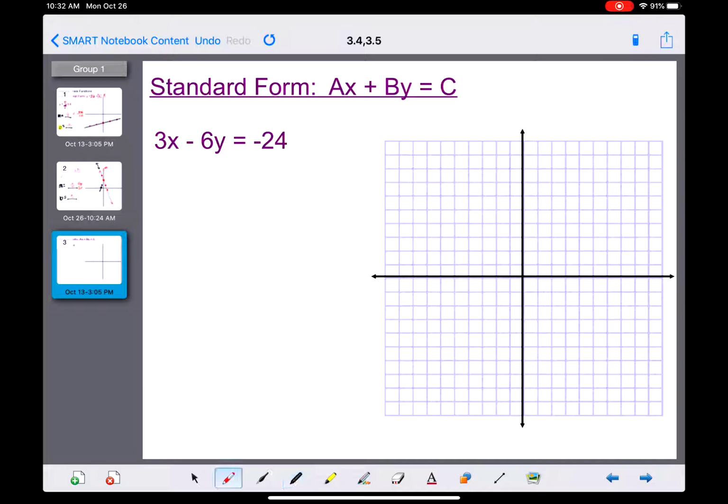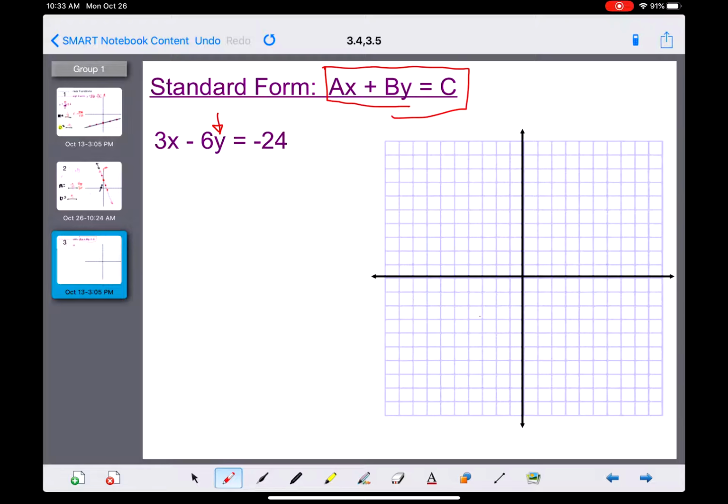This is kind of preparing us for the end of this week, when we're starting off in standard form. Standard form is when your x and y are on the left-hand side and your constant is isolated on the right. So we want to solve to get y by itself, so then we're in slope-intercept form. So we've done this before.